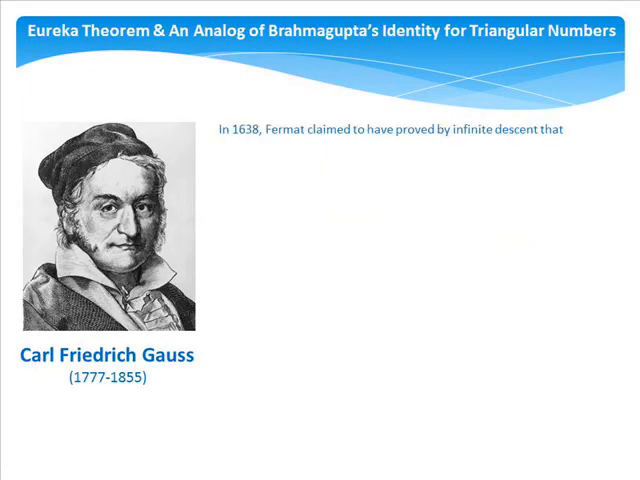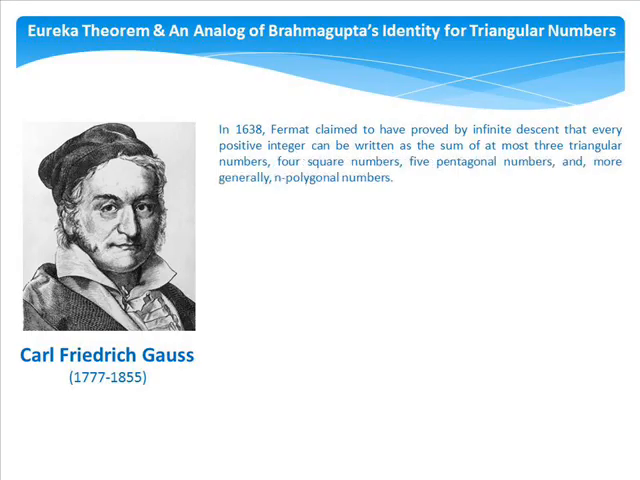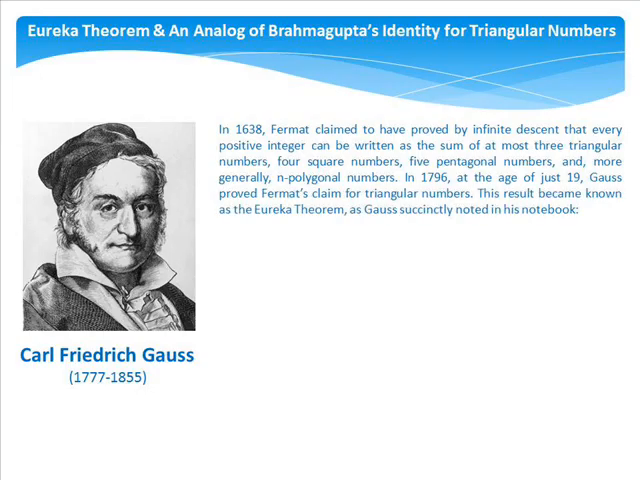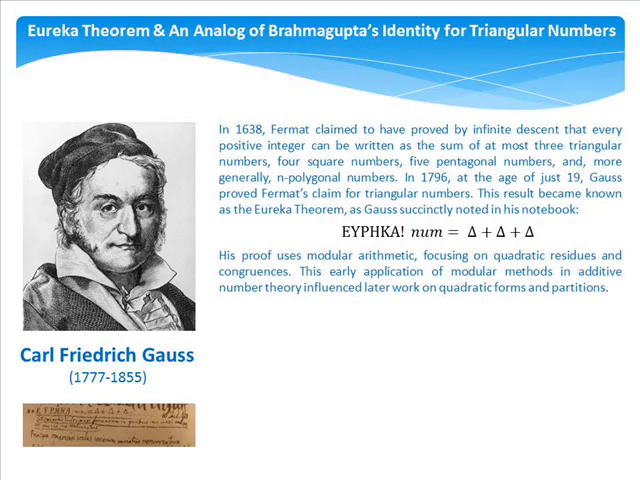In 1638, Fermat claimed to have proved by infinite descent that every positive integer can be written as the sum of at most 3 triangular numbers, 4 square numbers, 5 pentagonal numbers, and more generally n polygonal numbers. In 1796, at the age of just 19, Gauss proved Fermat's claim for triangular numbers. This result became known as the Eureka theorem, as Gauss succinctly noted in his notebook. His proof uses modular arithmetic, focusing on quadratic residues and congruences. This early application of modular methods in additive number theory influenced later work on quadratic forms and partitions.